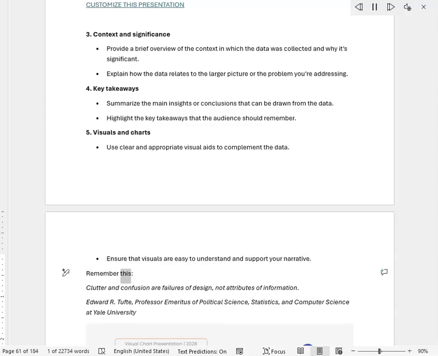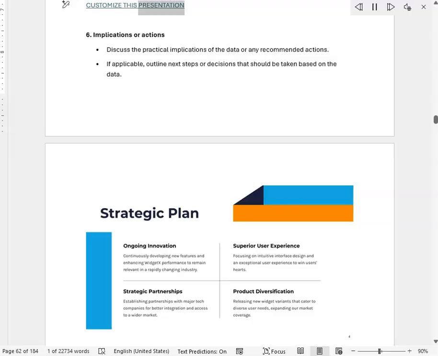Remember this. Clutter and confusion are failures of design, not attributes of information. Edward R. Tufte, Professor Emeritus of Political Science, Statistics, and Computer Science at Yale University. Customize this presentation.